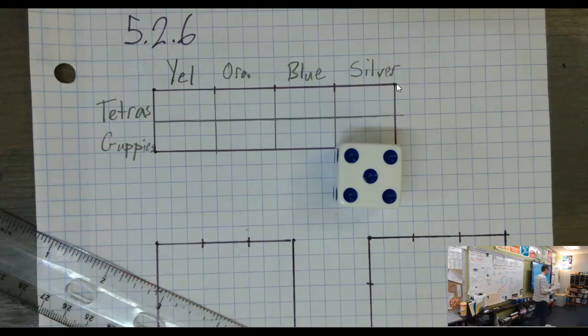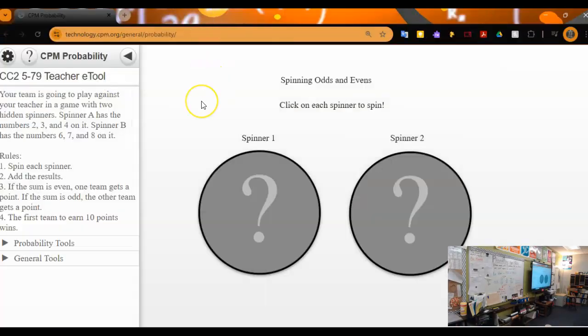All right, ready to play a game? Yes. We have 2 spinners, but they're mystery spinners, meaning we can't see exactly what they look like. It's on your paper. You got 5, 2, 6 in front of you? Who wants to read? Clayton, read this first problem for us.